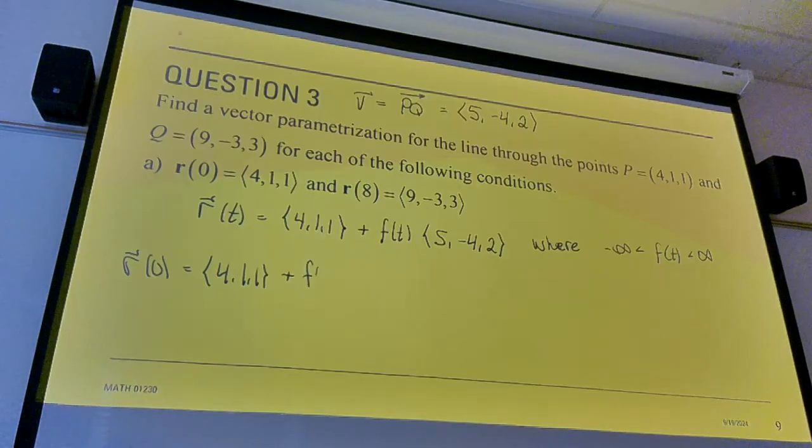F of zero times the 5, negative 4, 2 vector. We want that to be 4, 1, 1. Looking at that, what does F of 0 have to be? F of 0 would have to be 0.